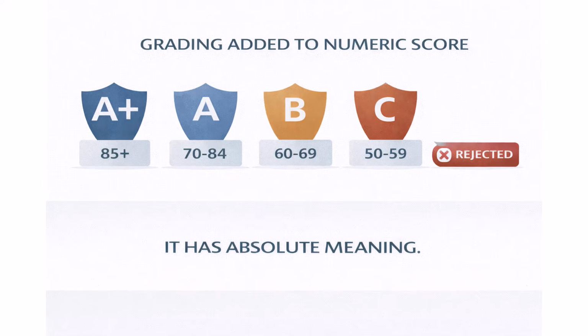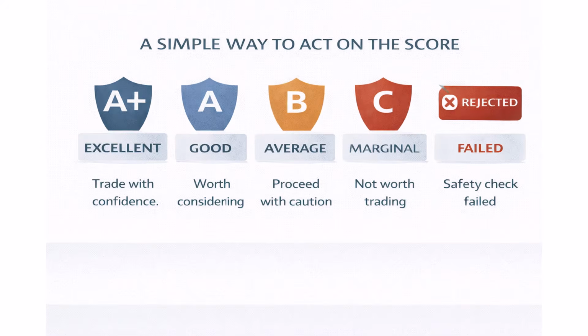Now this is not a separate calculation, but it's simply a way of translating the number into something that's easier to act on. For example, scores above 85 might be graded A+, scores in the high 70s and low 80s might be A or A-, scores in the 60s might fall into the B range, scores lower drop into C or D, and anything rejected by a deal breaker is marked clearly as rejected or failed. Each grade also comes with a short label and recommendation.